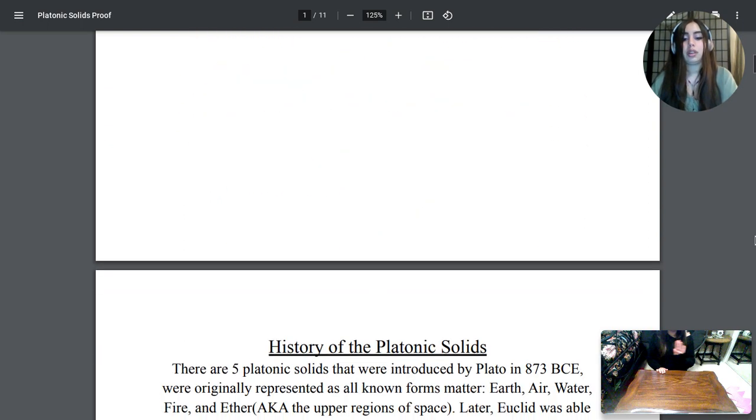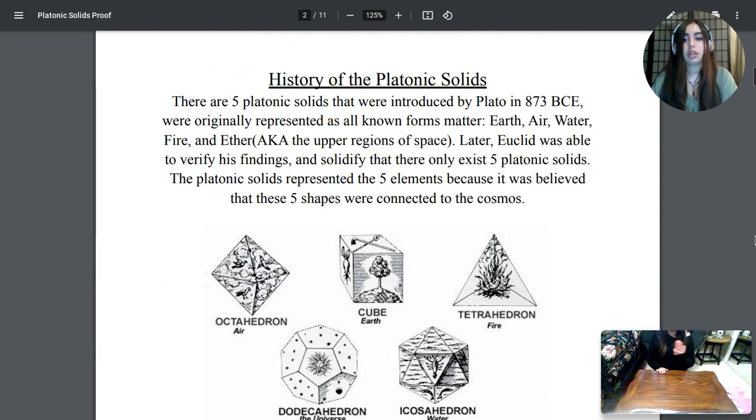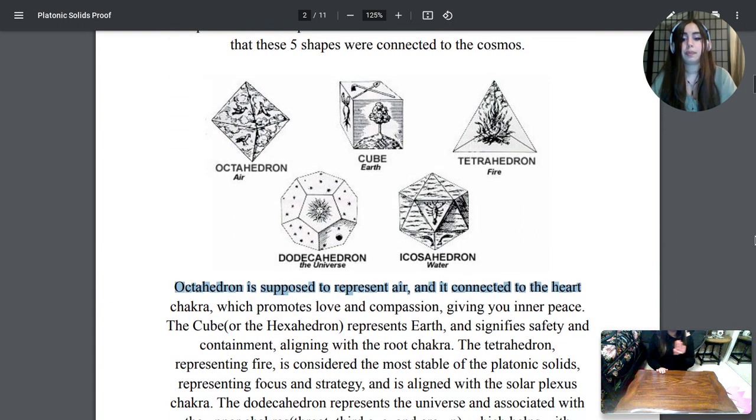So jumping right in, we have the history of the Platonic solids, and there are five Platonic solids that were introduced by Plato in 873 BCE, and they were originally represented as all known forms of matter, so earth, air, water, fire, and ether, which is the upper regions of space. And then a little later, Euclid was able to verify his findings and solidify that there only exist five, and the Platonic solids represented the five elements because it was believed that these five shapes were connected to the cosmos.